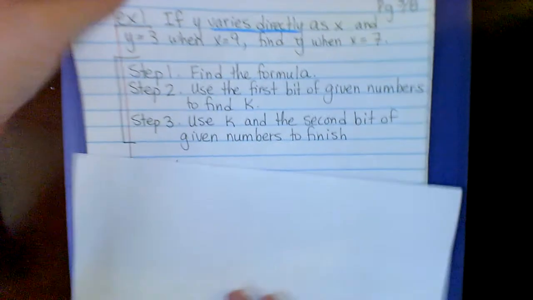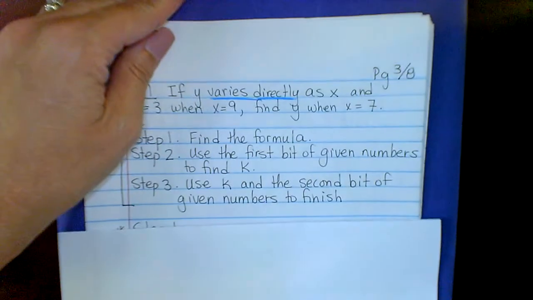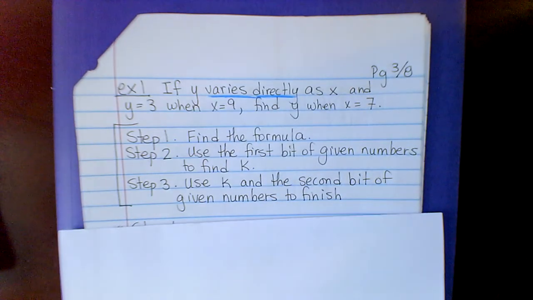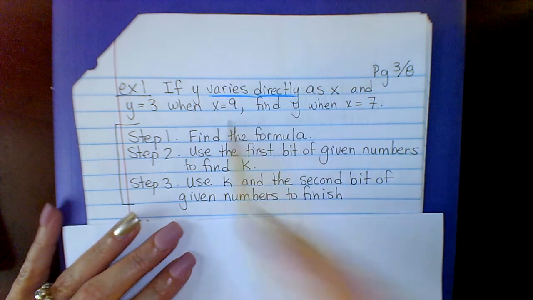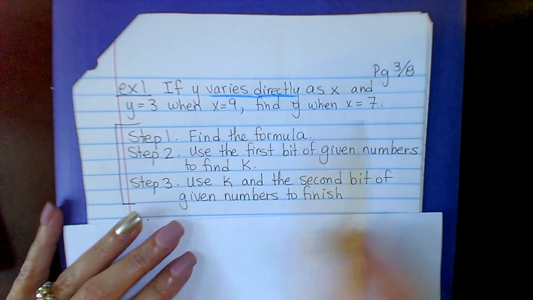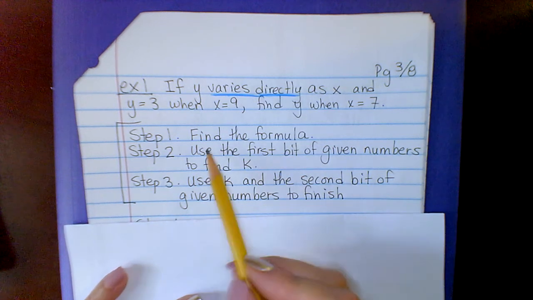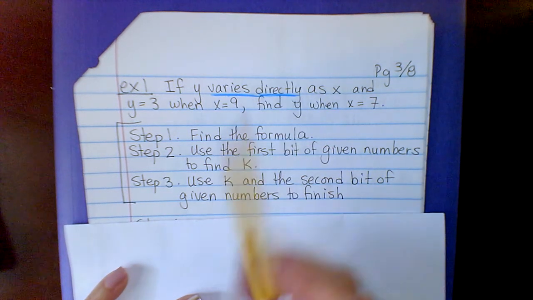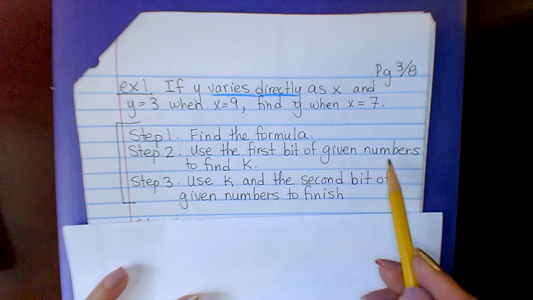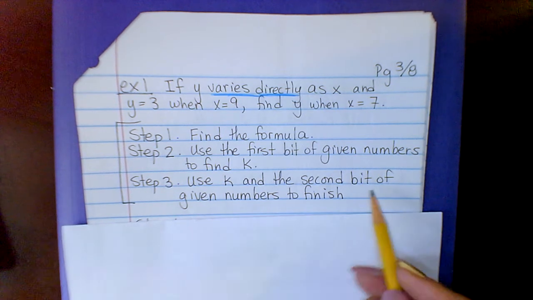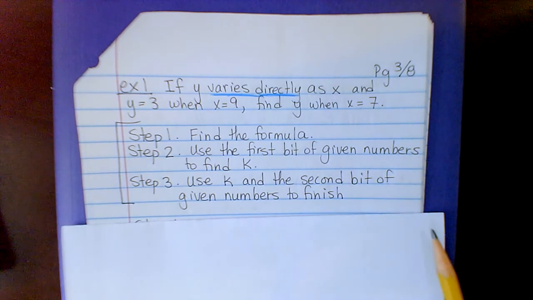Right, I know I'm going kind of fast. That's because I know you guys have access to the pause and rewind buttons here. All right, so if y varies directly as x, and y equals 3 when x equals 9, find y when x equals 7. We're going to use the same 3 steps every single time. We're going to find the formula, and then we're going to use the first bit of given numbers to find k, and then we're going to use k in the second bit of given numbers to finish the problem.